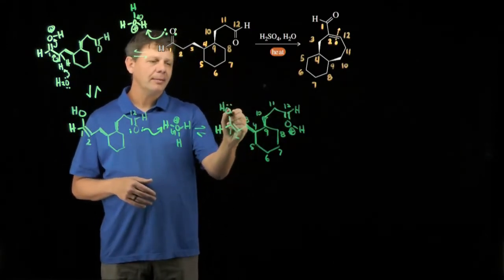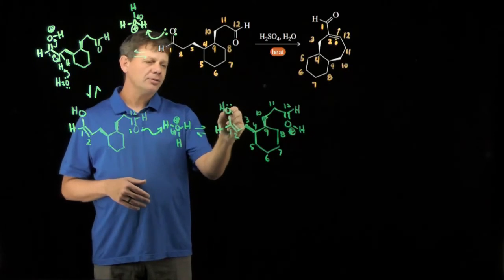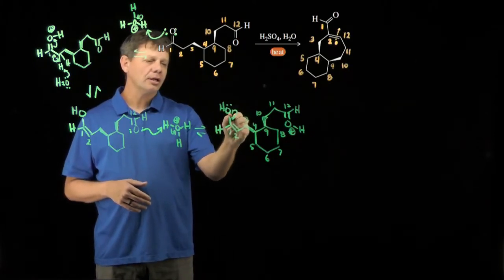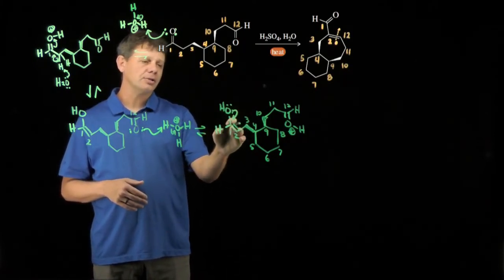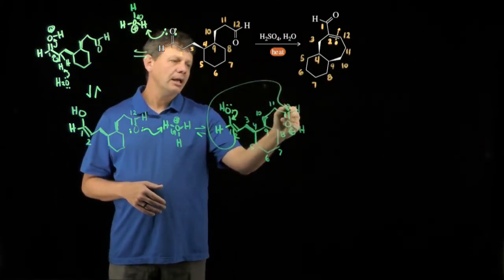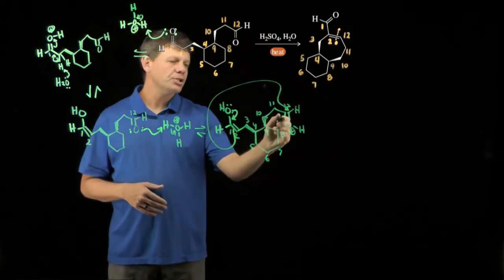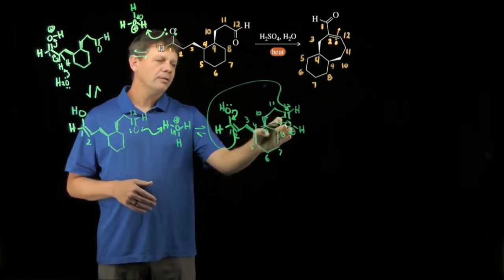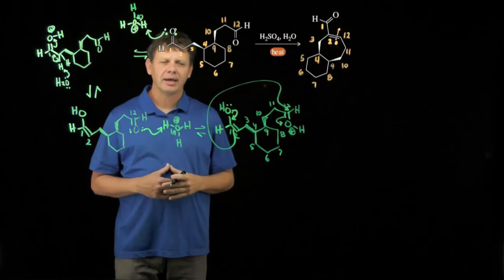And so the way that's going to happen is the electrons on the oxygen of the enol are going to collapse down to form a new carbon-oxygen double bond, pushing these pi electrons out. They're going to come over here and attack carbon 12, pushing those electrons back onto the oxygen of the protonated aldehyde.